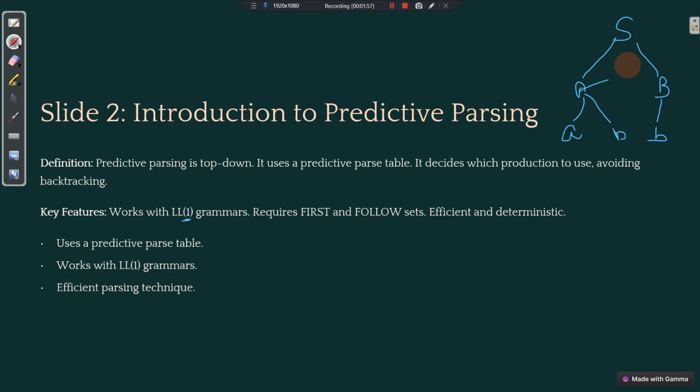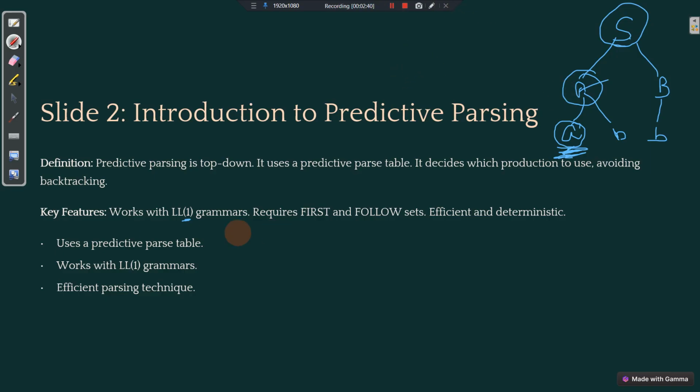Now what is this? From S, the first terminal symbol of the sequence, the leaf node we are getting is A. So we will use this information to decide that if in the input token stream I get an A, then I can use this production rule, S derives A.